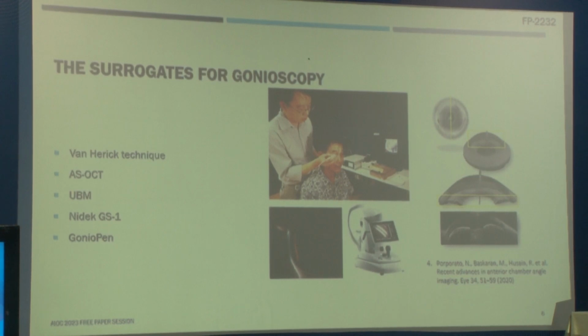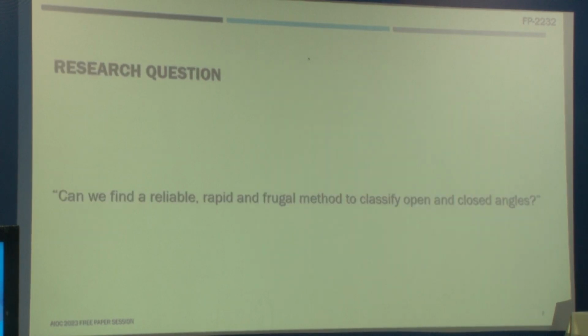But all these techniques are not as accurate as gonioscopy. None of them has been proven to provide as good information. So my research question was, can we find a rapid, reliable, frugal method to classify open and closed angle?